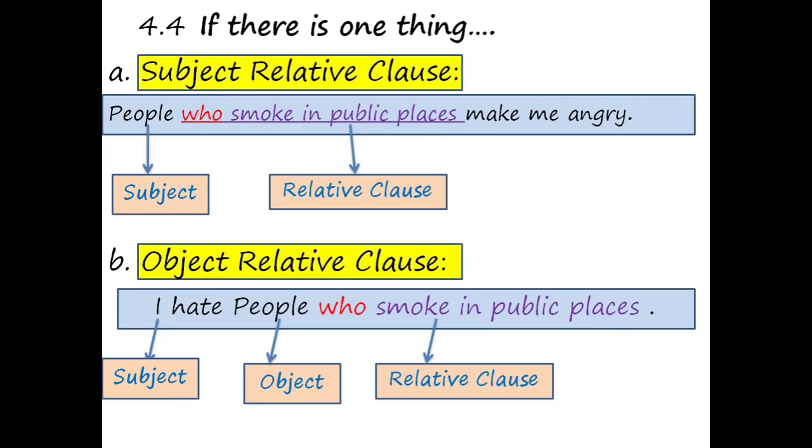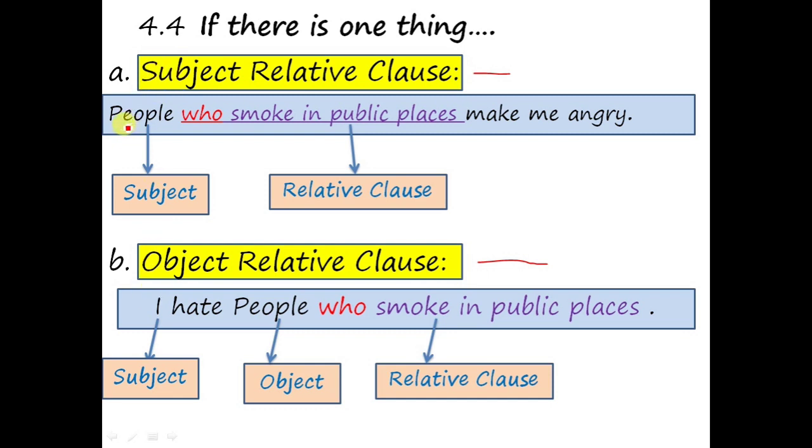Dear friend, while changing the given sentences beginning with "if there is one thing," we have to be familiar with the concept of subject relative clause and object relative clause, because we are going to use one structure for subject relative clause beginning with "if there is one thing" and another for object relative clause. So let's know subject relative clause and object relative clause.